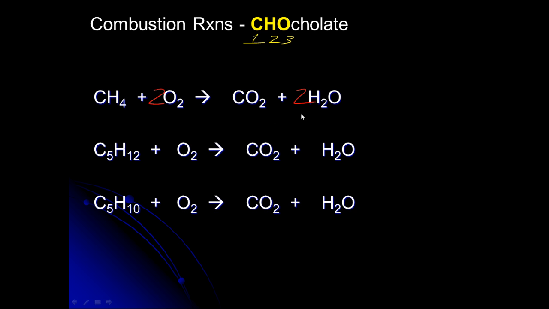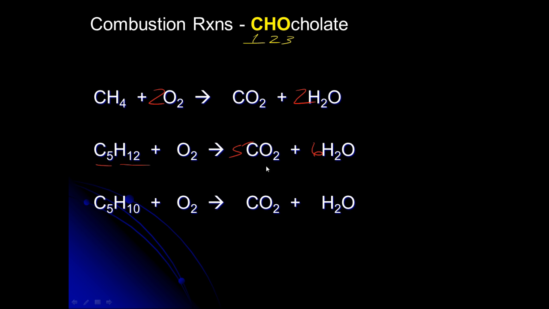All right, so let's check your answers. Do carbon first. 5 carbon, 5 carbon. Do hydrogen next. 12 hydrogen. So what times 2 will give you 12 hydrogen? That is 6 times 2 will give you 12 hydrogen.